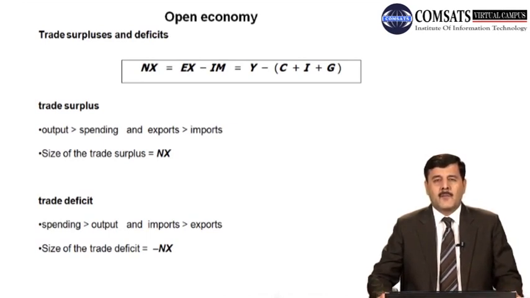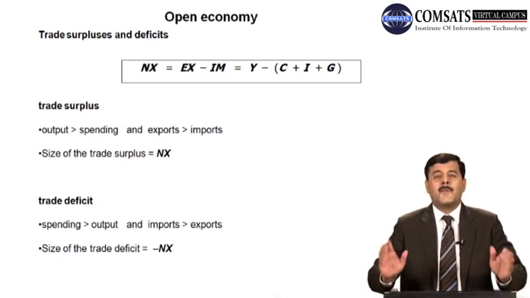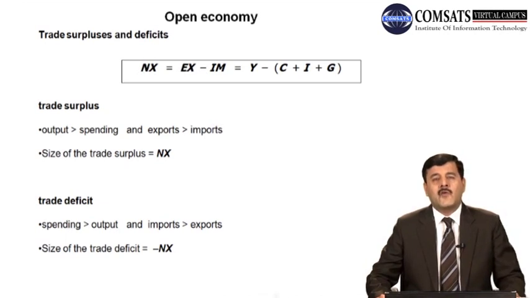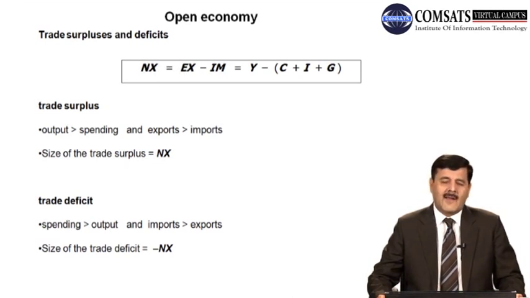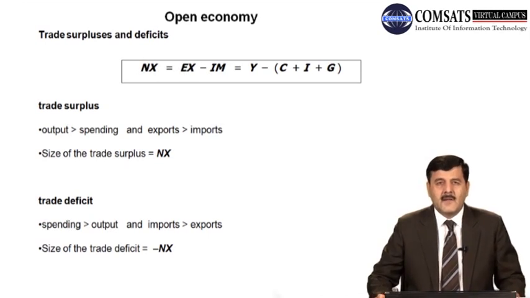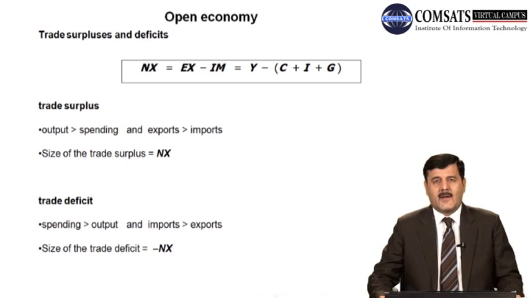So we have the net export identity with us, and that is Y minus C plus I plus G. So if we add up the consumption, investment plus G, so this will come equal to the import. So we can rewrite this identity, NX is equal to EX minus IM, right? So this tells us the difference between export and imports, and known as the net export of the country.